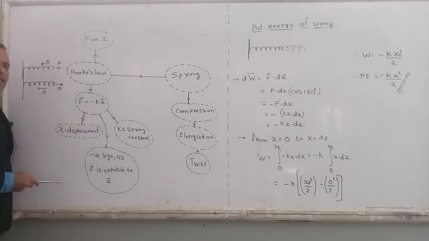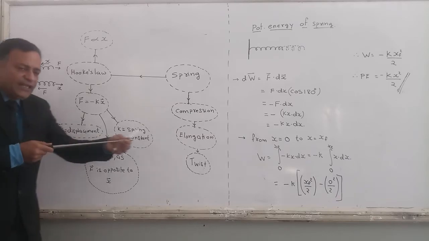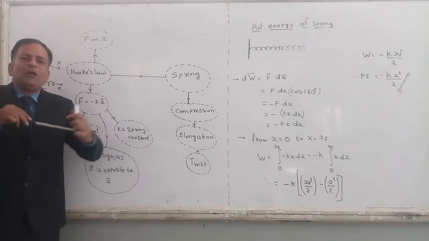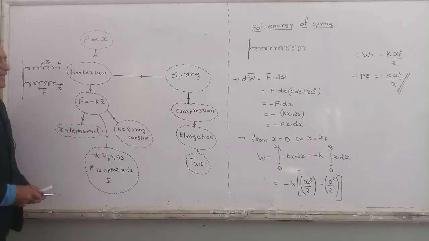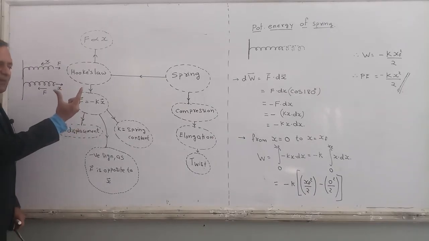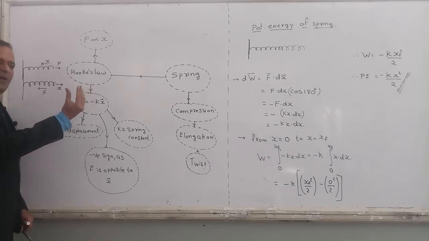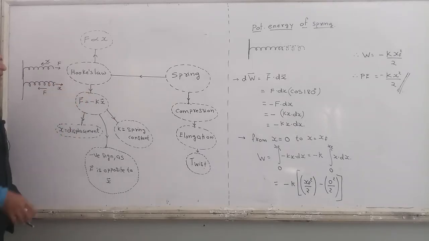Now Hooke's law says that the more you stretch or compress a spring, the more force is developed in it. That is, if you compress it by a small amount, small force will be generated. If you compress it by a large amount, large force will be generated. Okay, that was about F and x.